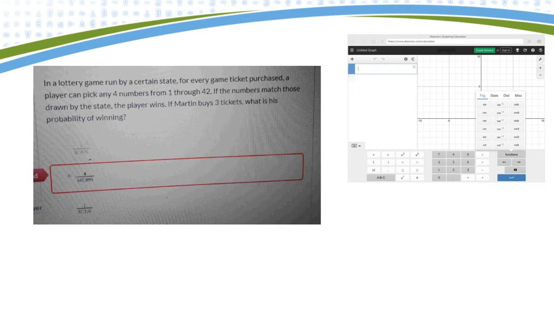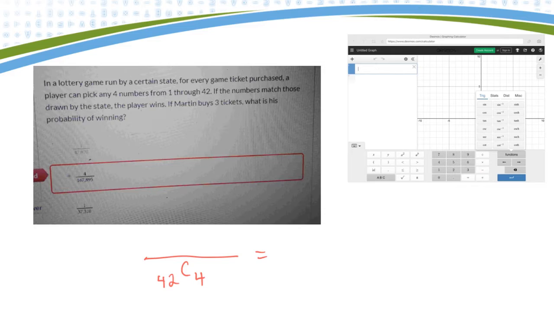All right, there's a couple good questions. The first one is a combination question. Lottery game, numbers from 1 to 42. And the way it works is you have to pick four numbers. So if I'm looking for probability, the bottom, the total number of ways that four numbers could be chosen from 42 would be 42 choose 4. That'll give you all the different possibilities of four numbers being drawn.